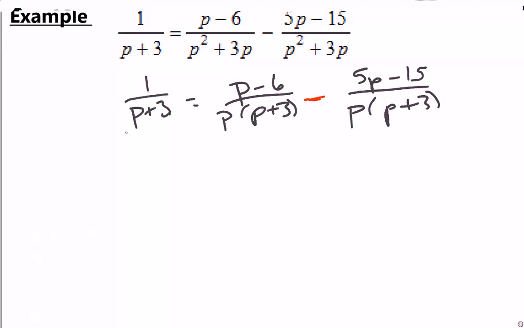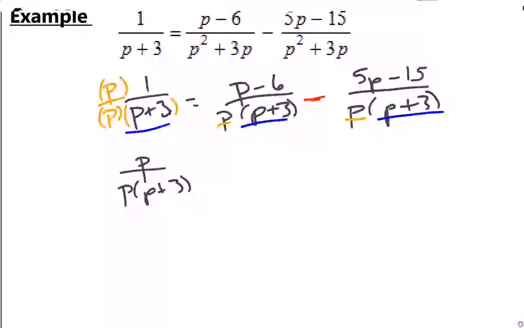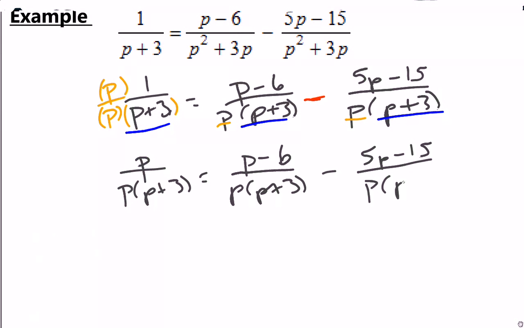So let's look. All of these have a p plus 3. Good. But only 2 of them have a p, so I need to multiply my first fraction by p over p, which will simplify to p over p times p plus 3 equals p minus 6 over p times p plus 3 minus 5p minus 15 over p times p plus 3. And just to make my life easy, I'm going to go ahead and say what my excluded values are, which are 0 and negative 3.